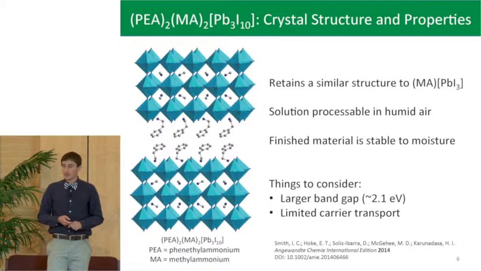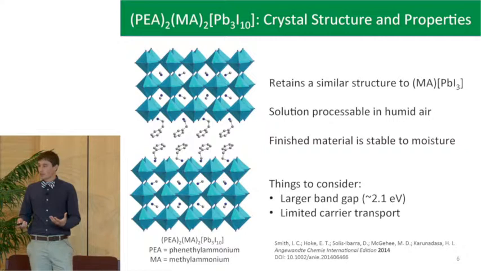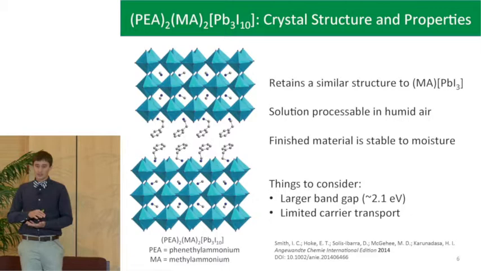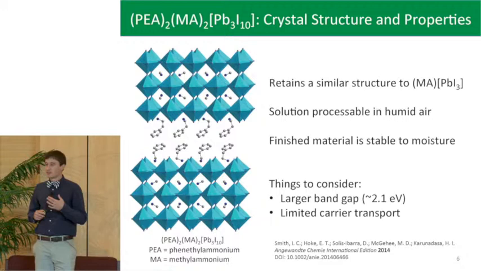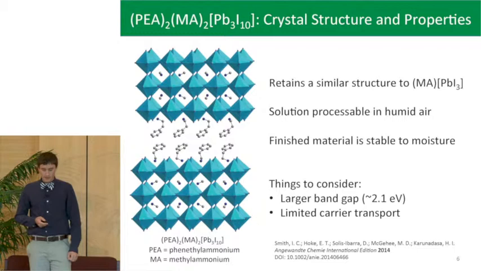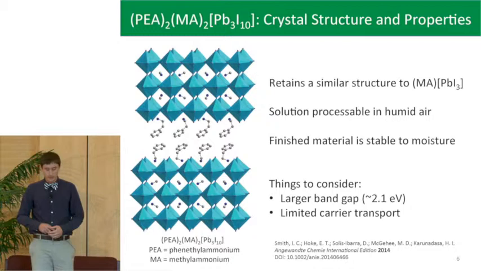However, in this case, it's actually easier to make films out of this material, both because of the layered structure, allowing you to spin the material down on a substrate more easily, but also because you can do it in ambient conditions, which is nice. And after you make the film, it is also more stable to moisture than the three-dimensional material. And I'll talk about that later on.